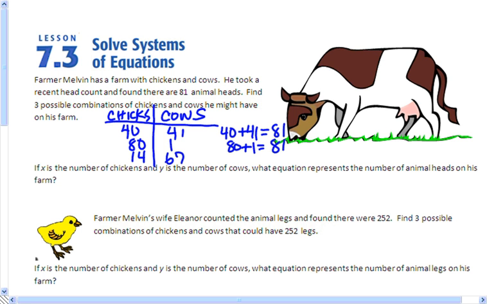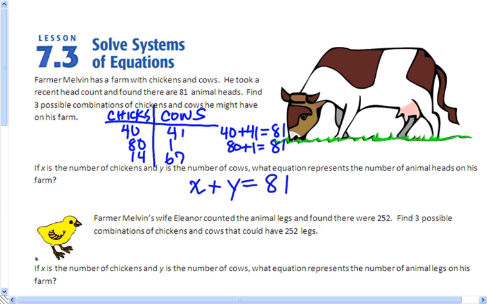All right. So if x is the number of chickens and y is the number of cows, what equation represents the number of animal heads on his farm? Maya, would you like to share? I would not. Maya showed me on her paper, she's just a little bashful right now, that the number of chickens plus the number of cows, x plus y, will equal 81.